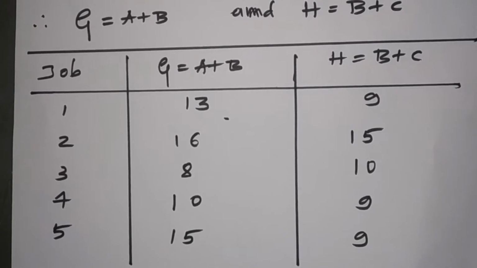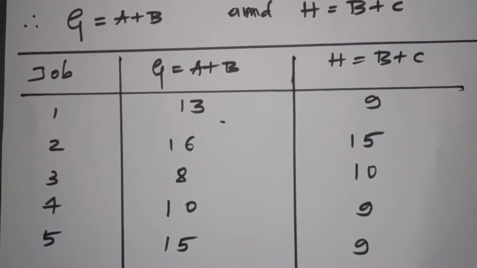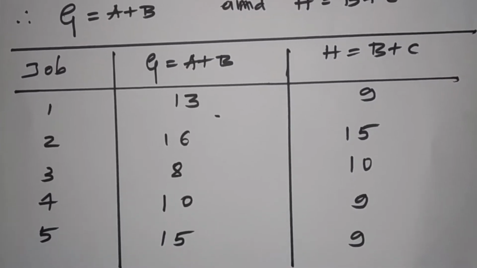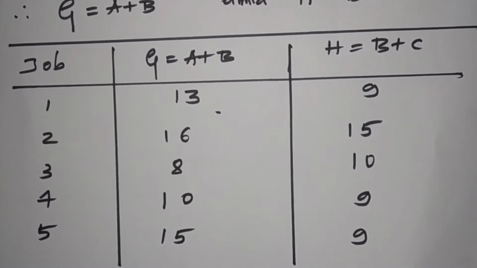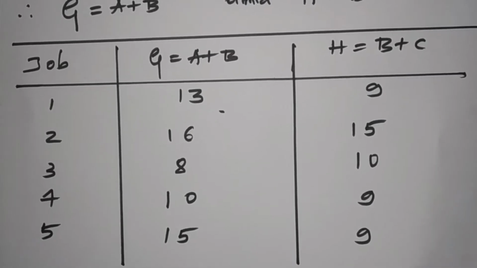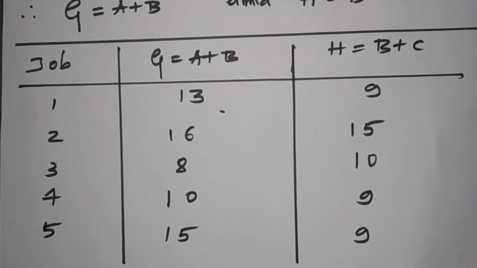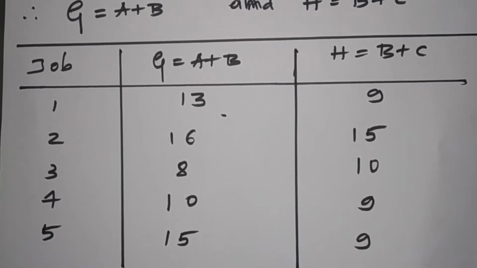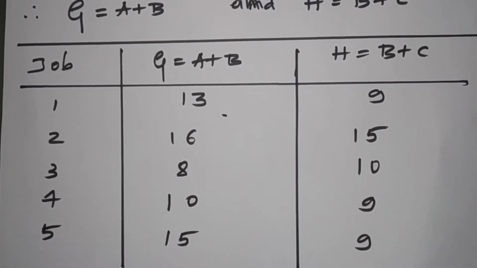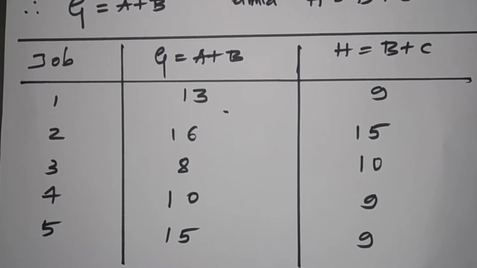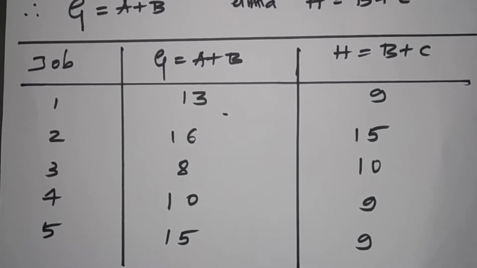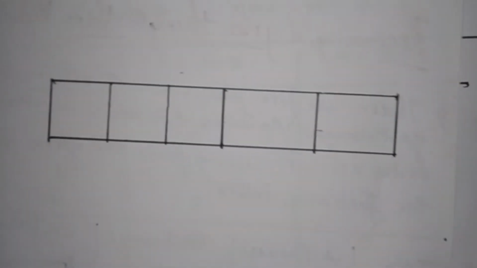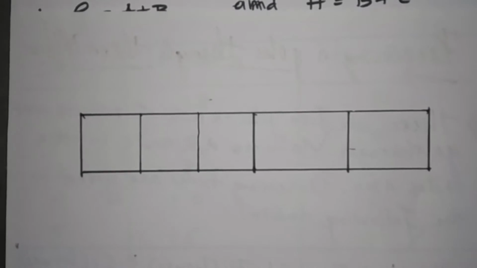Here is the table where you can find only 2 machines, G and H. We have converted 3 machines into 2 machines. Now we're going to sequence this by following the procedure for 2 machines. In sequencing, first you need to find the minimum time among these 2 machines.